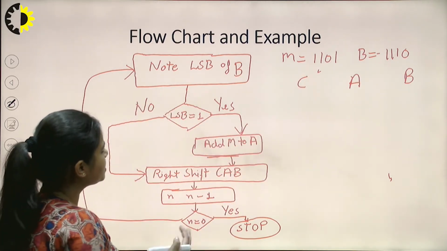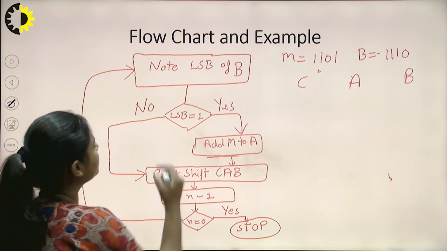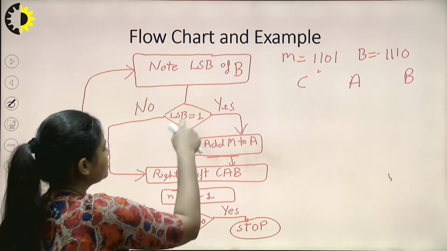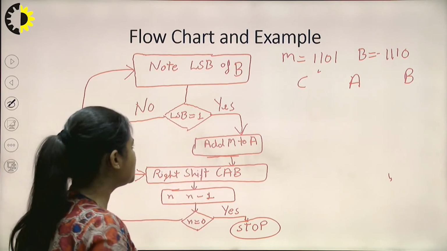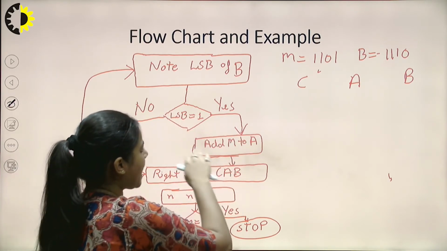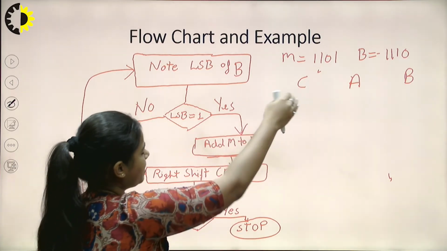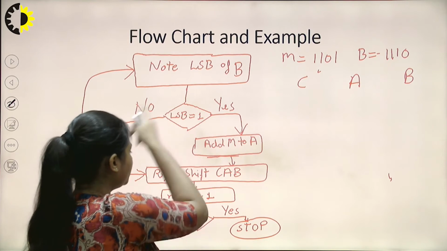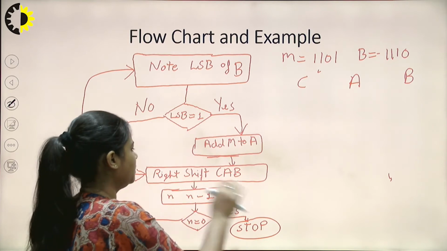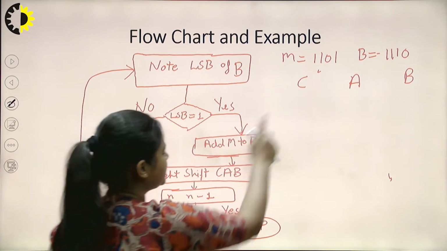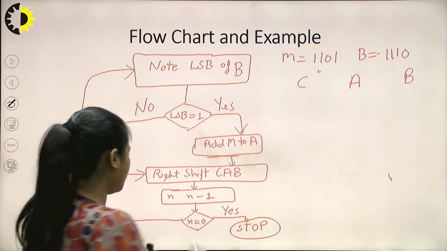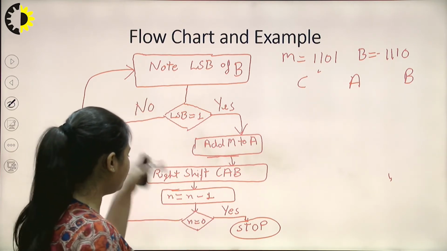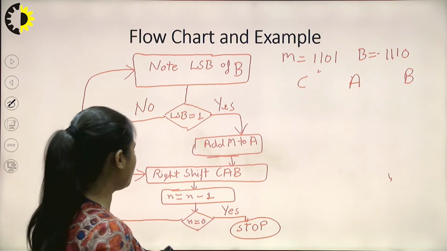What this flowchart is saying is that, first of all, we will read the LSB of B. Then we will check whether the value of LSB is 1. If the value of LSB is 1, then we will add M to A, means the value of M to the accumulator. If LSB is 0, then we will only shift the CAB. In every loop, we will decrease the value of n.